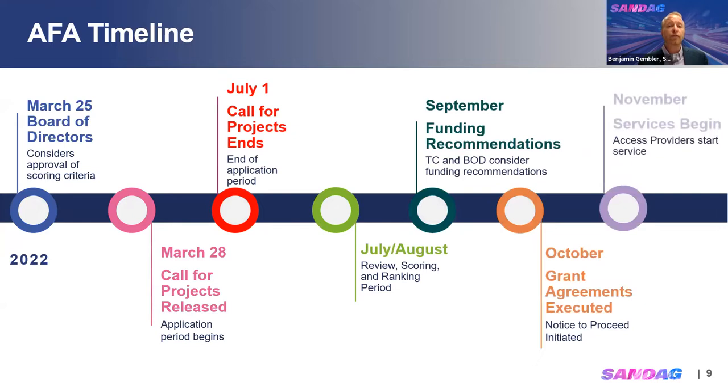Access for All has a fairly compressed timeline, which is one of the reasons that this part of the presentation is informational in nature. Tomorrow, the board of directors will be hopefully approving the evaluation criteria we hope to use for scoring projects. And then next week, we are anticipating the release of the Cycle 1 call for projects. The call for projects will end by July 1st, after which a period of application review, scoring, and ranking will take place during July and August. Funding recommendations will be brought to the Transportation Committee and Board of Directors in September, and pending approval, grant agreements will be executed in October. Finally, access provider services will need to commence in November.